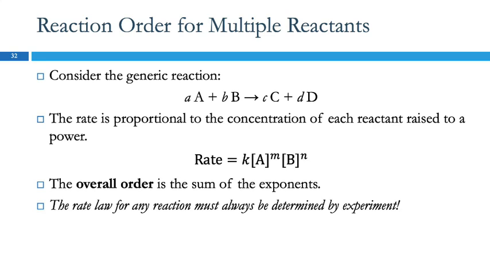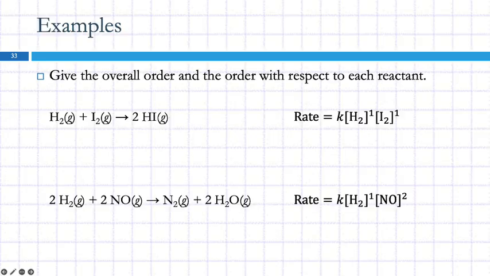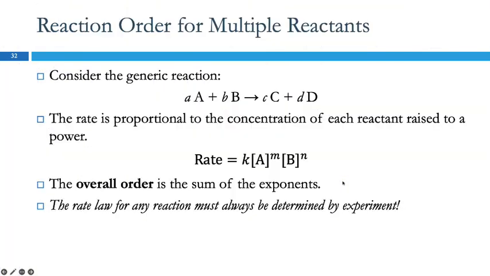When we talk about the overall order of the reaction, we're just going to add those exponents. So that would be m plus n is the overall order.